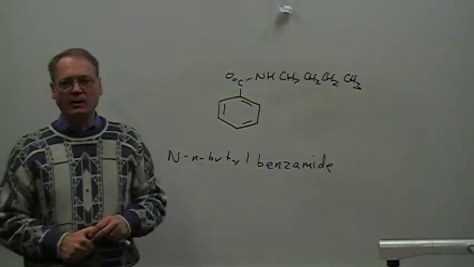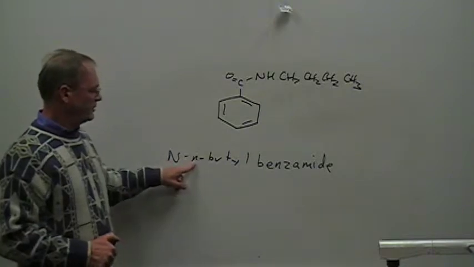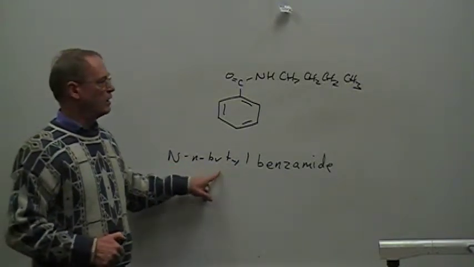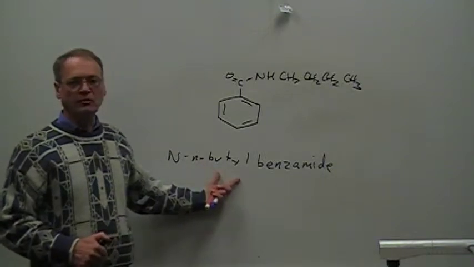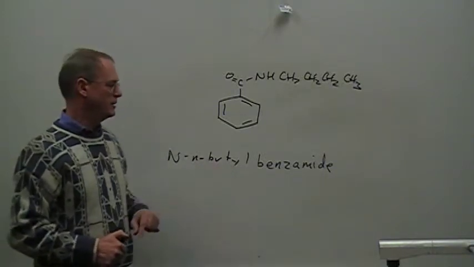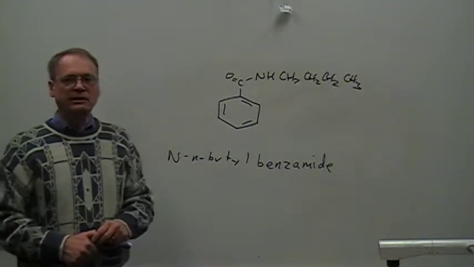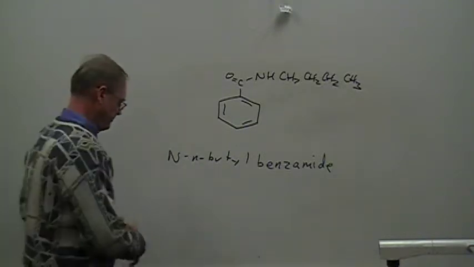If this were the IUPAC name, you wouldn't put in that little n there, and the assumption when you say butyl is that it's N-butyl. If it were isobutyl, it wouldn't be called butyl, it would be called 2-methyl-propyl, a completely different name for that group. Okay, let's try another example.